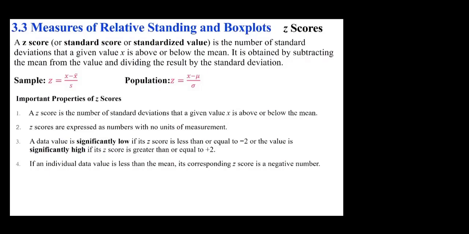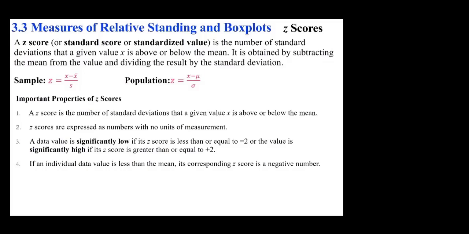The important properties of the z-scores. The z-score is the number of standard deviations that a given value x is above or below the mean. Z-scores are expressed as numbers with no units of measurement. A data value is significantly low if its z-score is less than or equal to -2, or significantly high if its z-score is greater than or equal to +2. If an individual data value is less than the mean, its corresponding z-score is a negative number. If your z-score is 0, that means your score is the same as the average in class. If your z-score is positive, that means above the average in class. If it's negative, it means below the average. Okay, that's the bottom line.